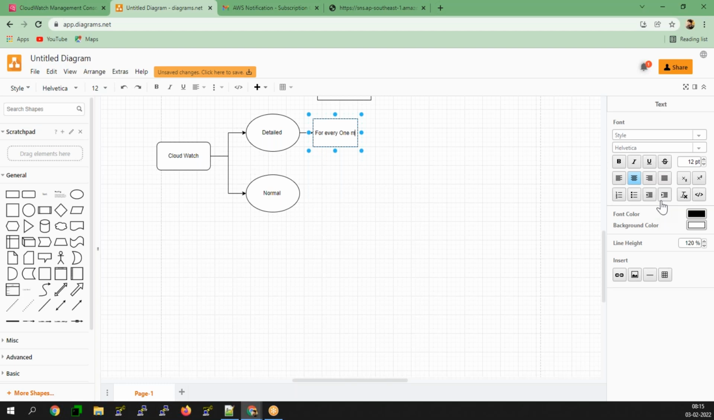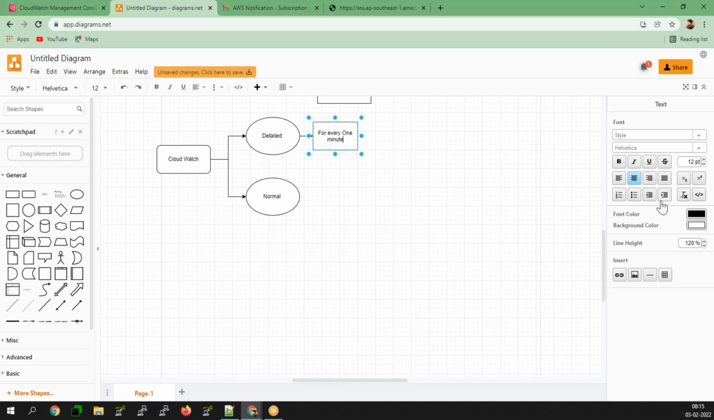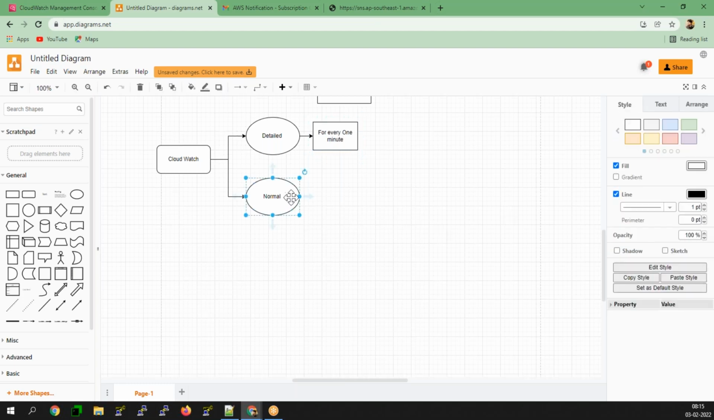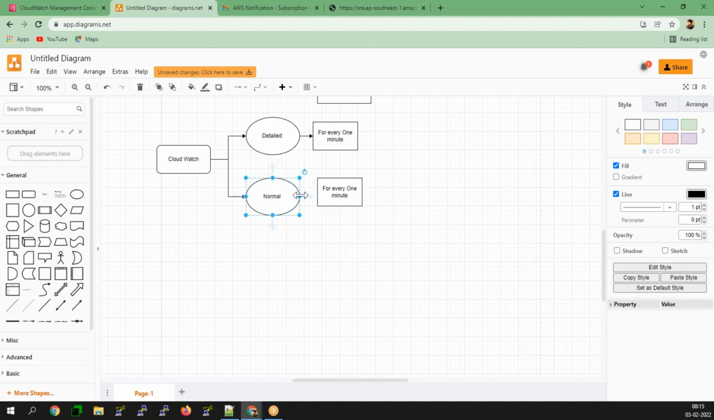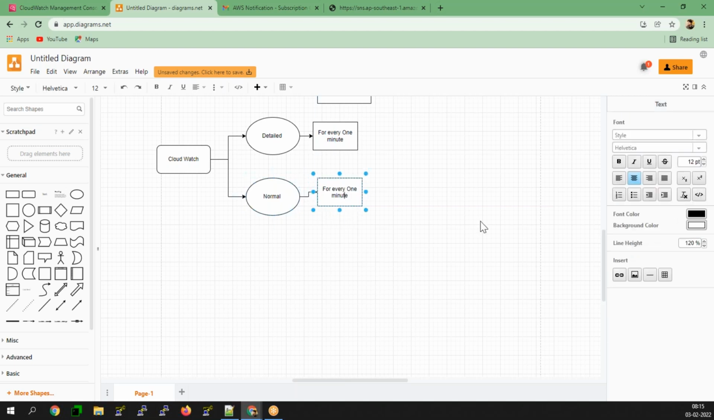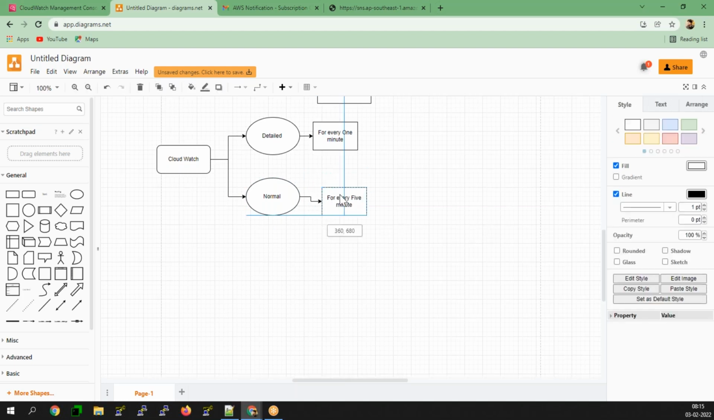Every 1 minute you are going to get the metrics. For the normal monitoring, for every 5 minutes you are going to get the metrics.